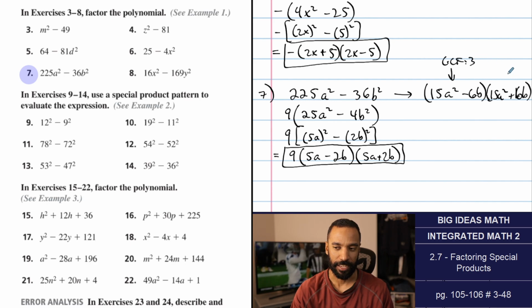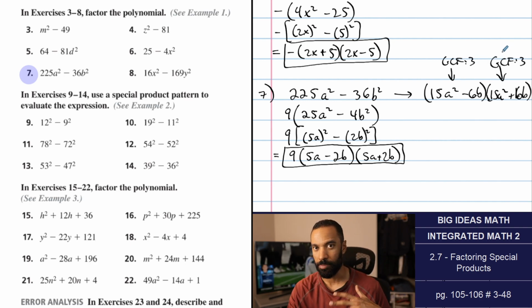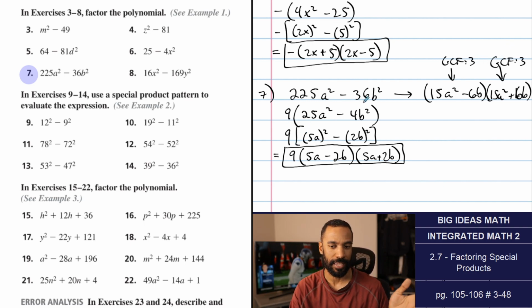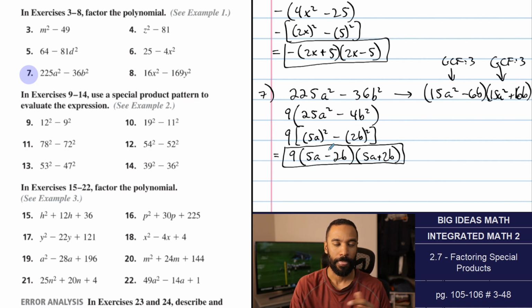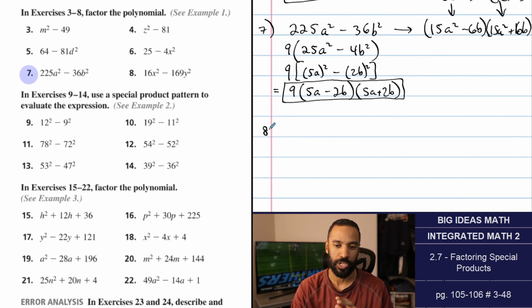I'd love to factor that out. This has a GCF of 3. I'd love to factor that out. When you factor out 2 3's from something and they multiply, 3 times 3 is 9. So I'd factor the 3 out of here, factor the 3 out of here, and that's what you should be getting. So you're not done factoring until you've completely factored. That's why we always look for GCFs first.